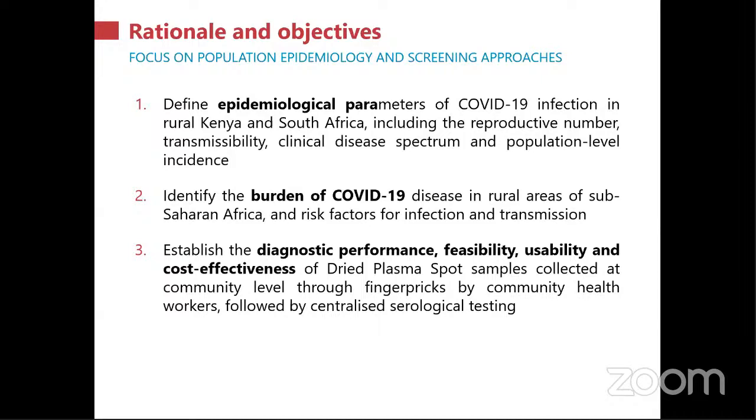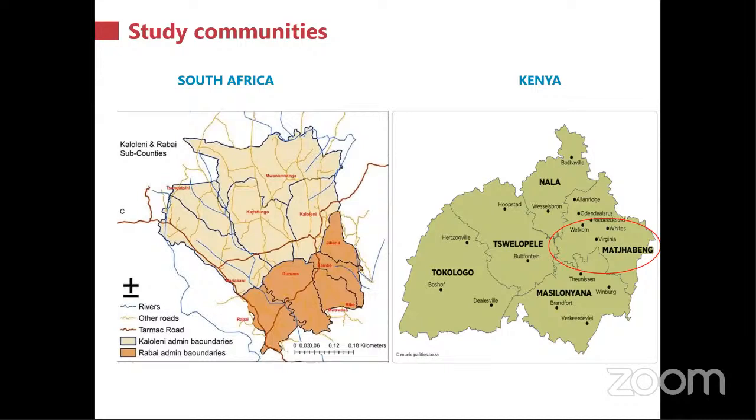And lastly, we have, if you will, a public health methods aim where we are assessing diagnostic performance, feasibility, usability in human-centered design studies and cost-effectiveness in economics evaluation studies of alternative ways to collect samples and to approach people in the community and motivate participation. This has grown a bit since we first wrote this. We have some more variation here in the approach to elicit consent and motivate people to participate in population-based longitudinal dynamic research.